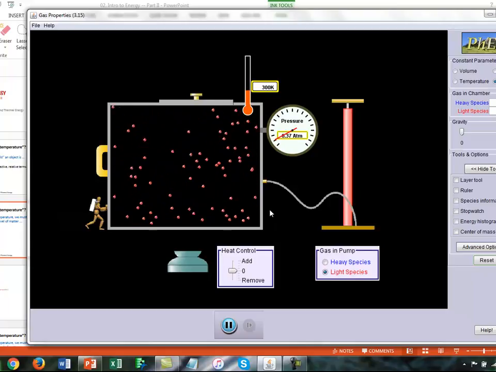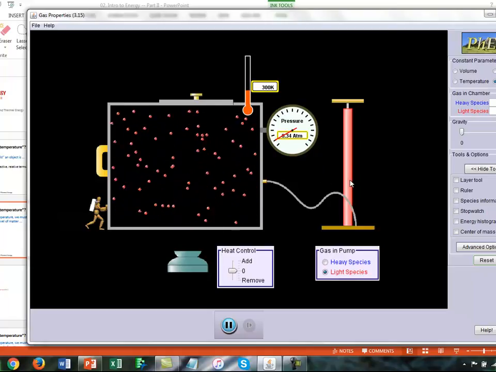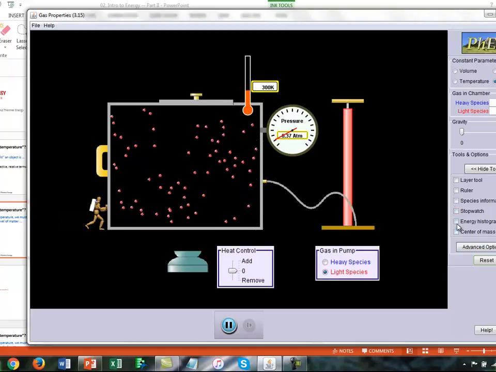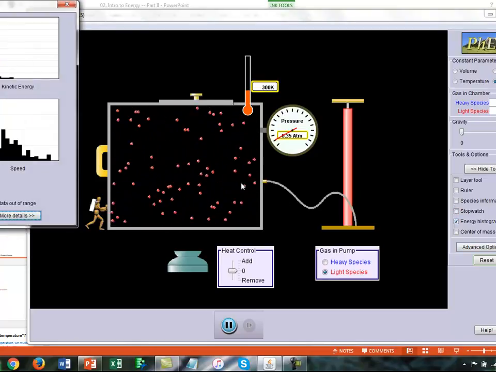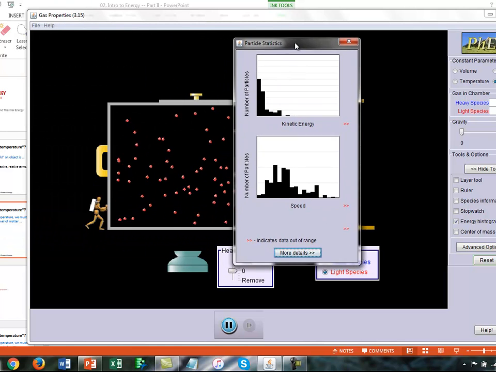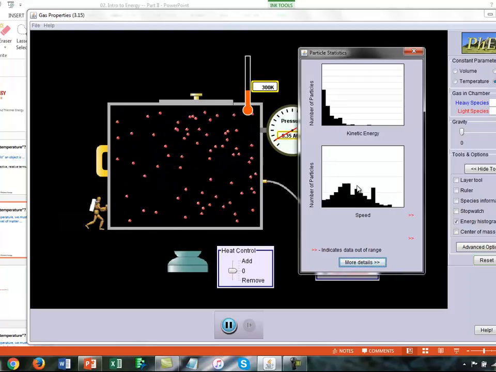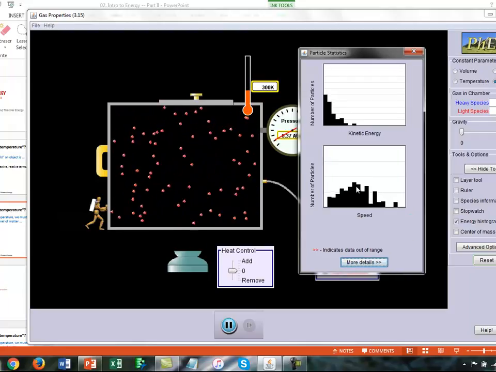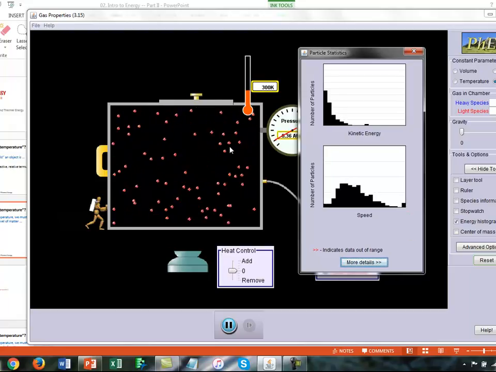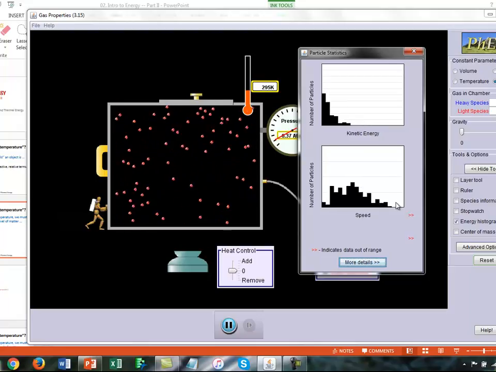The simulation provides a neat analytical tool that allows you to plot the distribution of speeds and kinetic energies on a histogram. Let's see if we can pull that up. Okay, so let me pull this over so that you can see what's going on here. This shows us graphically what we're seeing visually in the chamber. A few atoms move very slowly and a few are moving very rapidly.